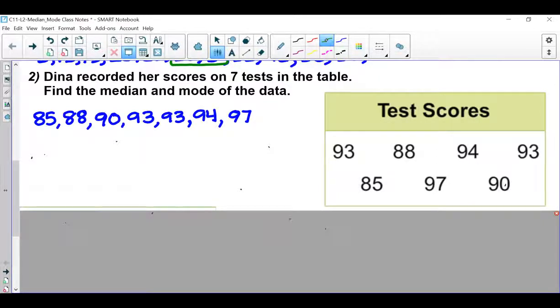All right, so now what I'm going to do is I'm going to look at my least value and my greatest value. So I'm going to 85 and 97. Then I'm hopping in. We have 88 and 94. Moving in again, I have 90 and 93. So guess what? I only have one median. And we write that down. We didn't have to add or divide or anything. Our measure of center for the scores is 93%.